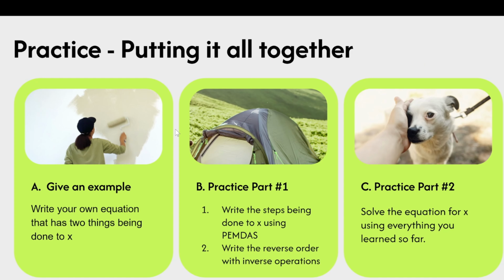So let's do another little practice. So give an example. Write your own equation that has two things being done to x, two operations. And then write the steps being done to x using PEMDAS. And then write the reverse order with inverse operations. And then solve the equation for x using everything you learned so far. And it'd be nice if you could write all your process, everything you were thinking, in the comments so that we can see and learn from each other.